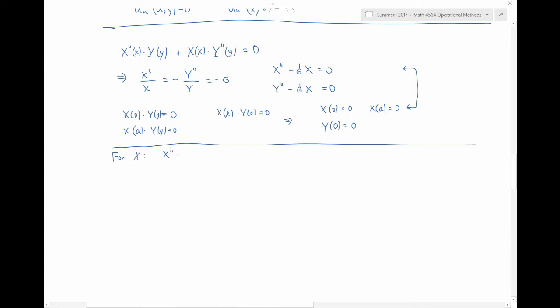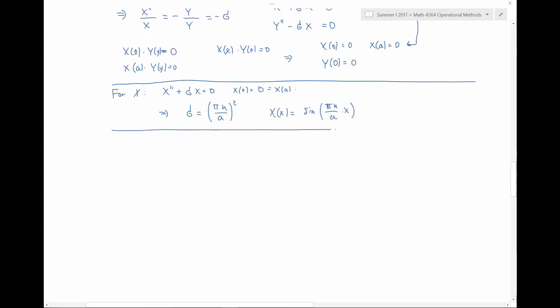The differential equation reads X double prime plus sigma X equals 0. The boundary conditions being 0 at both ends leads to sigma being simply (pi n over L) squared. Then the length of the interval here is a, and X of x simply being sine of pi n over a times x.